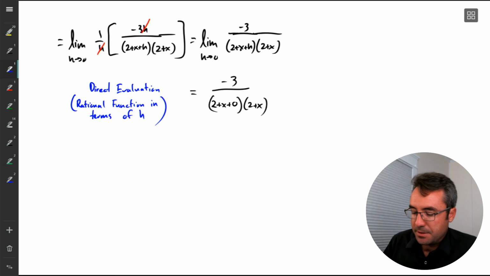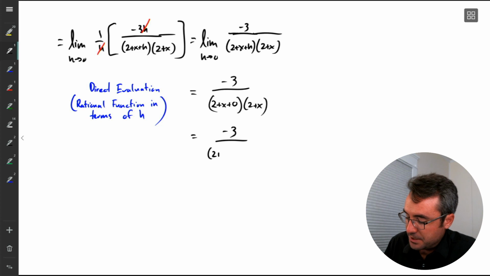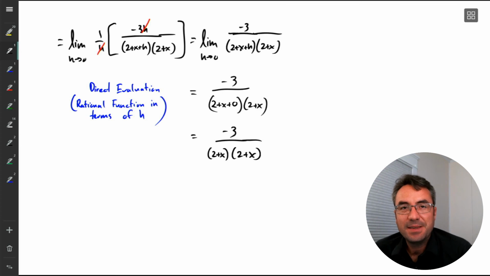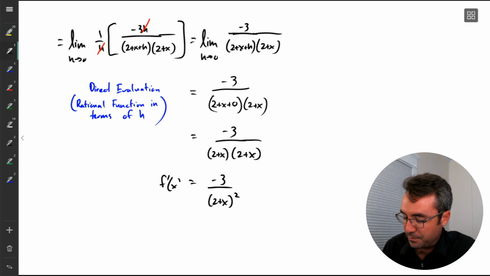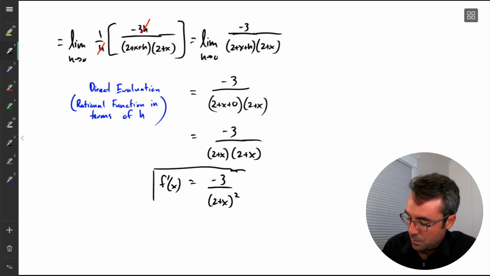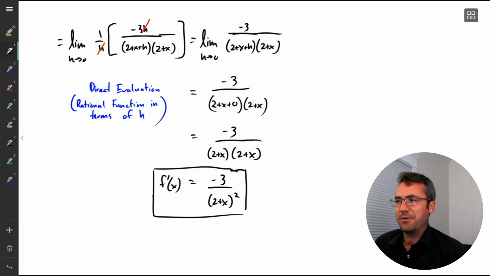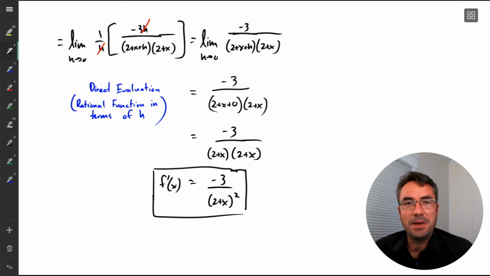Okay, let's clean this up a little bit. We end up with -3 over 2 plus x times 2 plus x. That's fine, but we can do a little better than that. We have a 2 plus x times a 2 plus x, so those just end up being 2 plus x squared. So -3 over 2 plus x squared. And that's our derivative, f prime of x. We worked hard for that one. That one took a little bit, but we got it.